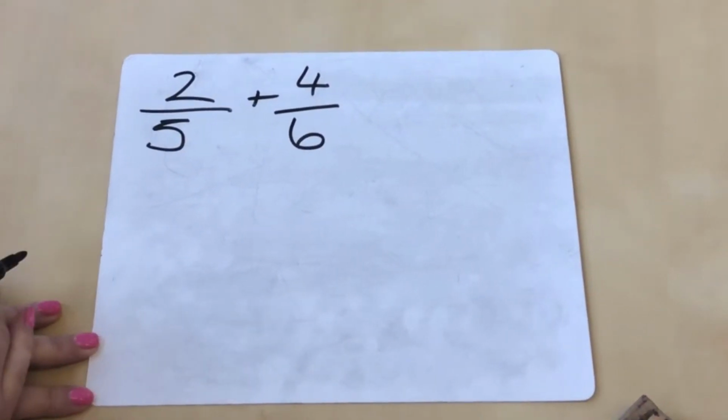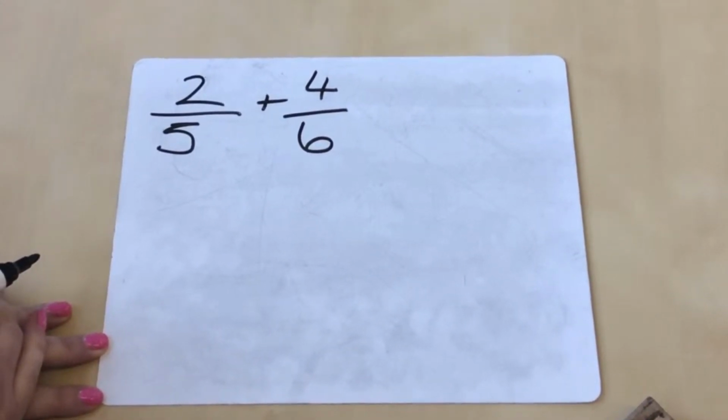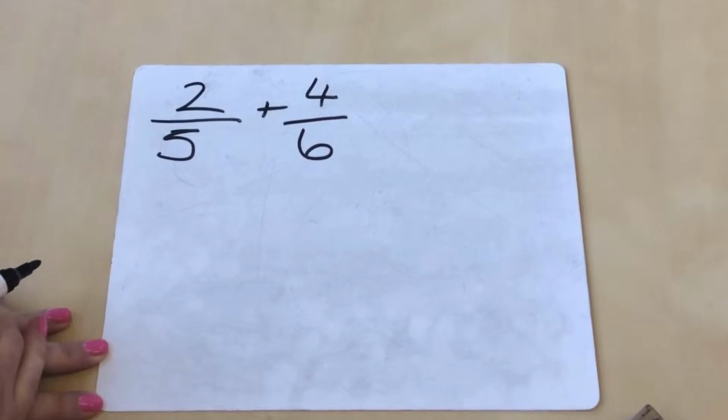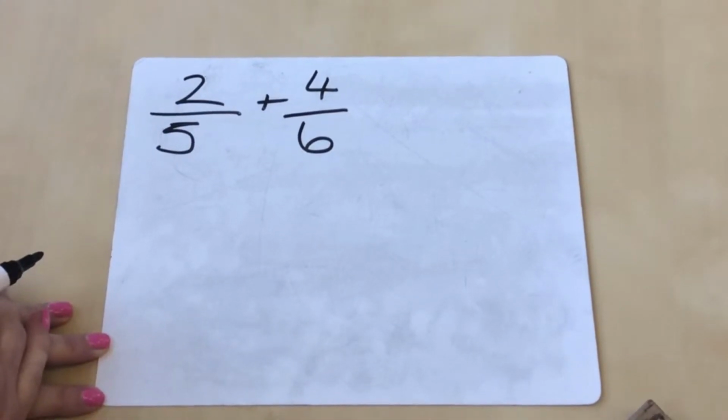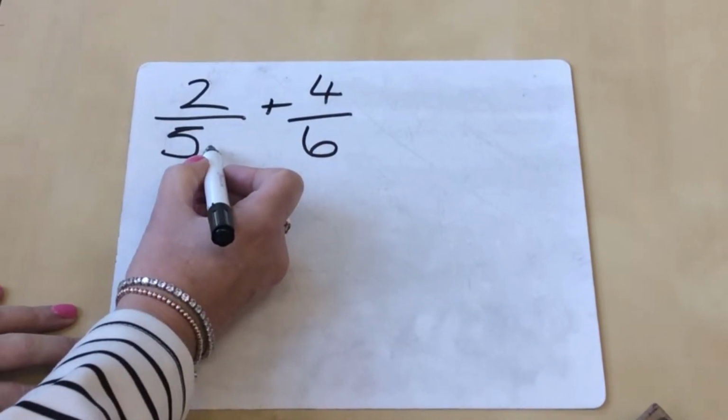The first thing that we need to look for is a common denominator. So we've got the number 5 and the number 6. We need to think about which number both of these will go into. The first one that comes to mind would be the number 30.